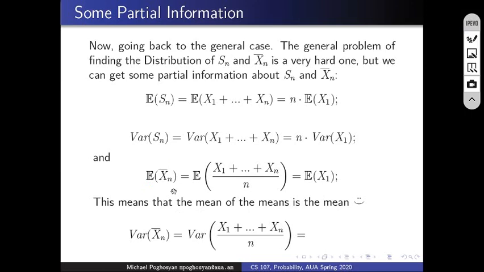And what about the variance of Xn bar? The variance of Xn bar is the variance of (x1 plus ... plus xn) over n. So I take out 1 over n squared, giving the variance of the sum, and the variance of the sum is n times the variance of x1. So I will have the variance of x1 over n.